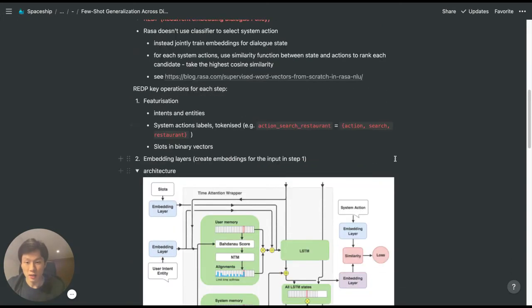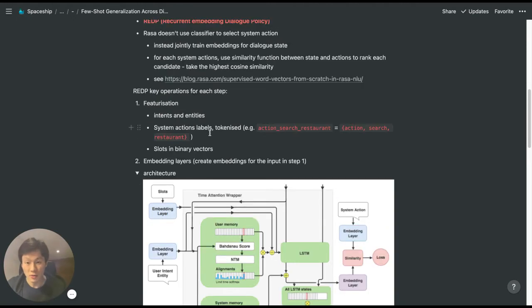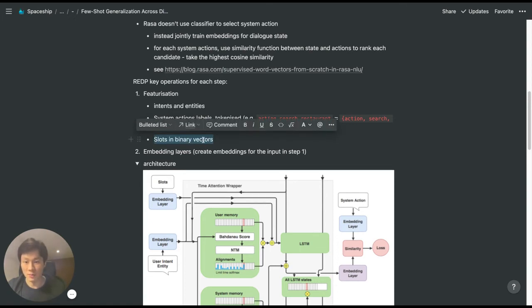So in this REDP architecture, there are a few key steps. The first step is to featurize the intents and entities extracted by the NLU module, and the slots will be in the form of binary vectors. We talked about previously that the slots are, for example, if the chatbot wants to grab specific information about price or the type of cuisine, then whenever the users answer those questions, it will fill in the slots, and then the binary vector will get updated.